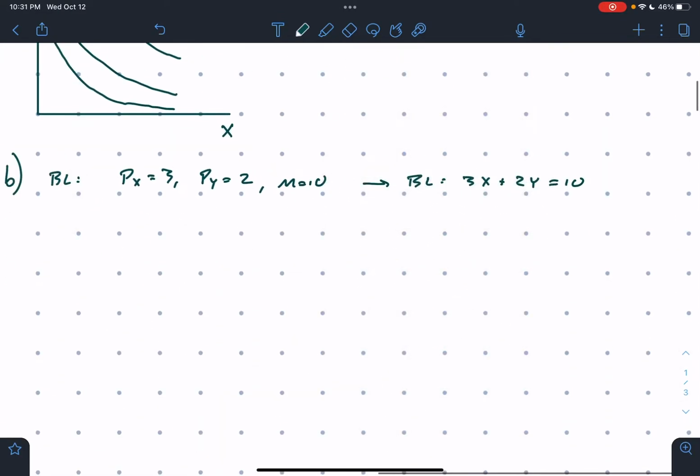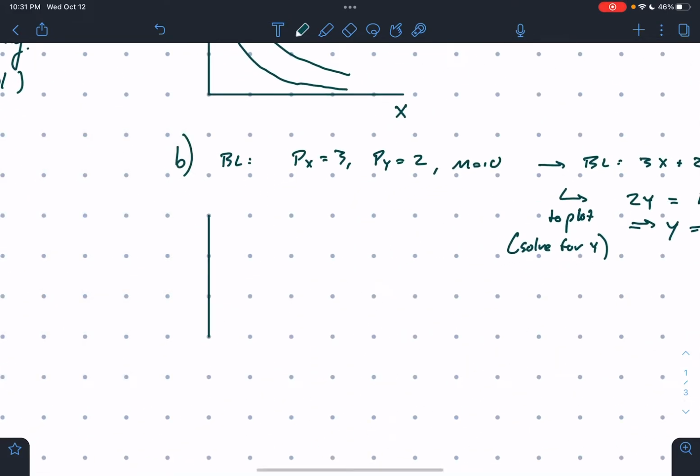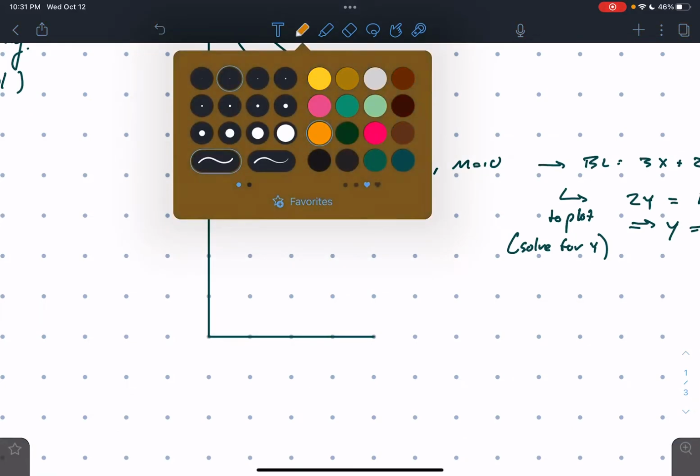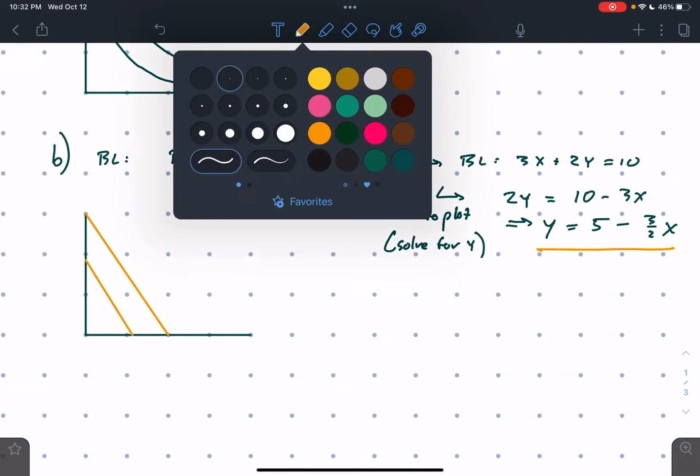To plot this, we can solve for y in terms of x. So I get 2y is equal to 10 minus 3x. Here I'm solving for y. So y is equal to 5 minus 3/2 x. This is my equation for the budget line. Again, it's a rough drawing, but the point is they're going to be downward sloping lines with a slope greater than -1.